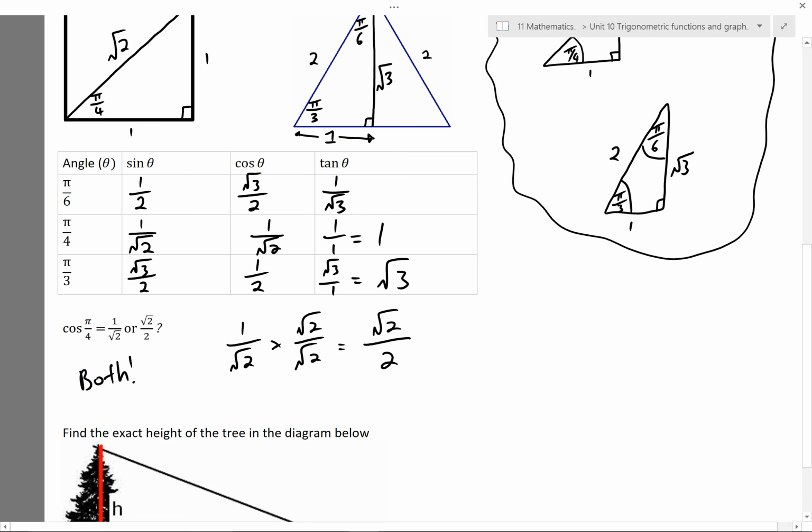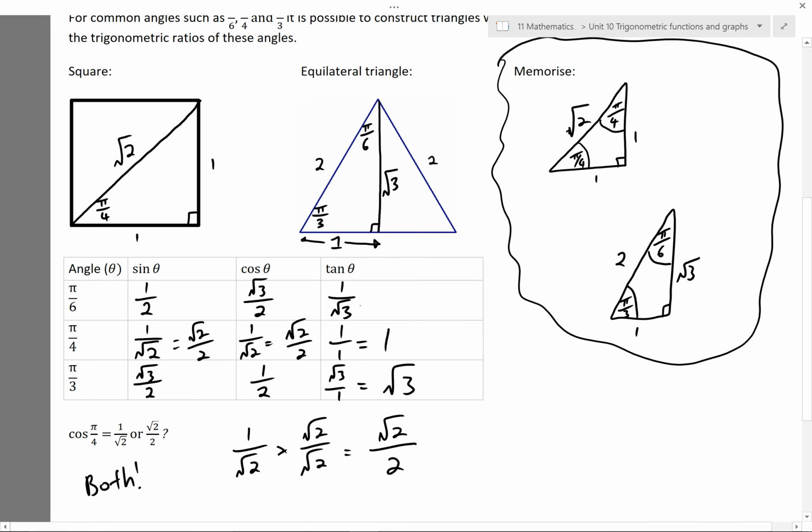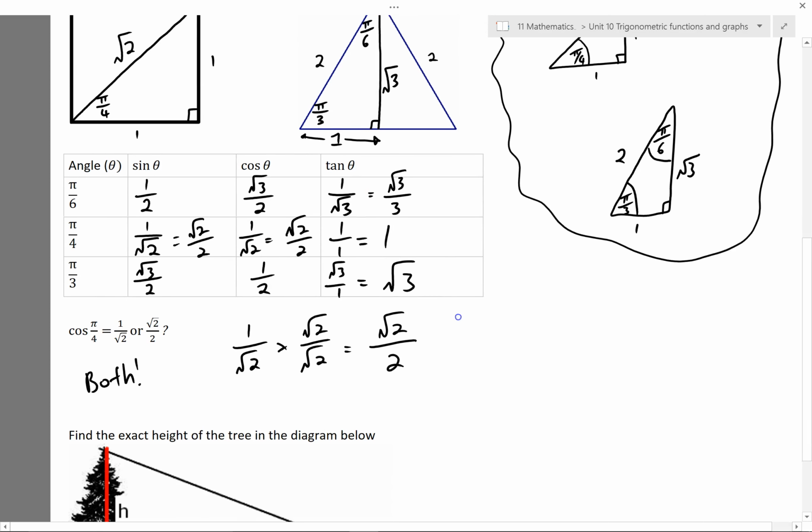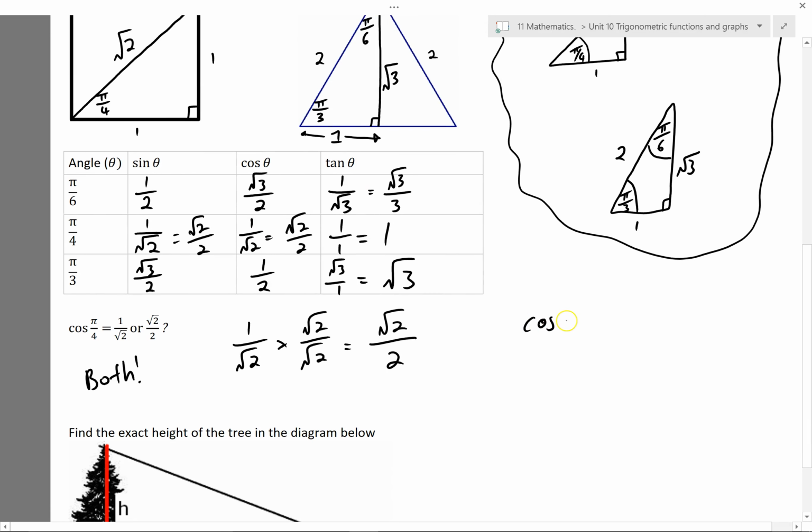Just for your recognition, all of these ones where it's 1 on root 2, we could actually write as root 2 on 2 as well. You can use either form of these that you prefer. And in a similar way, this one that's 1 on root 3, some people like to write as root 3 on 3. You just need to be able to get a value. If someone says, what is cos of pi on 3? You need to be able to draw this triangle and get a half as your answer.